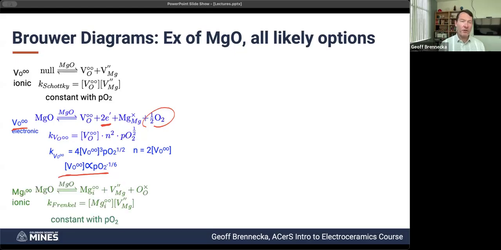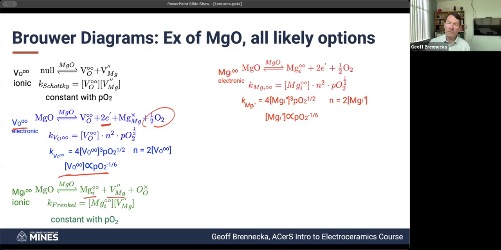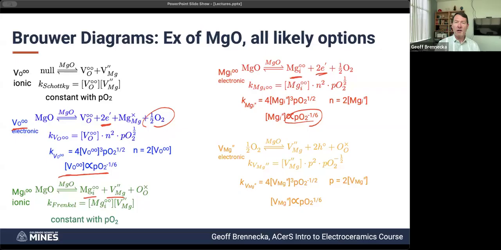We keep walking through other possibilities. So if we've got a magnesium interstitial and we compensate for that ionically, a magnesium interstitial paired with a magnesium vacancy, that just gives you a Frenkel. You'll notice again, there's no PO2 dependence at all. So that one's going to be constant with PO2. If we have that same magnesium interstitial and we compensate for it electronically, so now we've got a magnesium interstitial and it comes along with 2 electrons to compensate for it, we again end up with a PO2 dependence. And so we just keep walking through these examples.